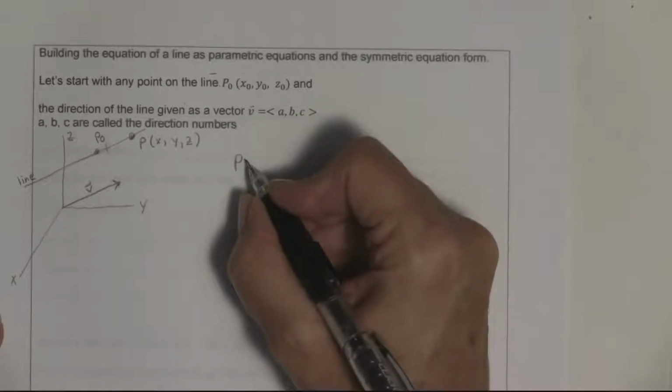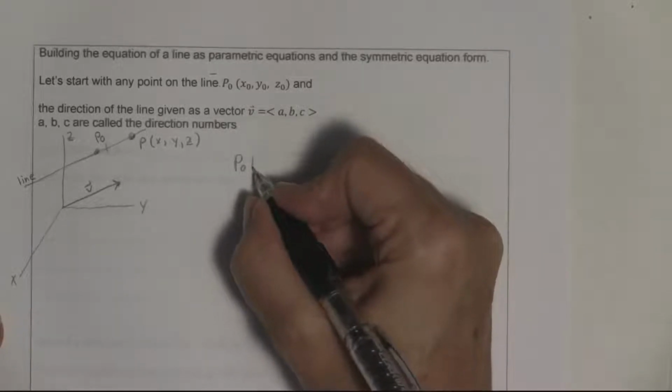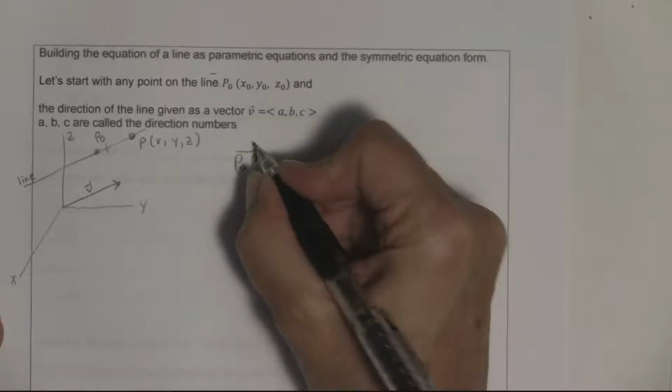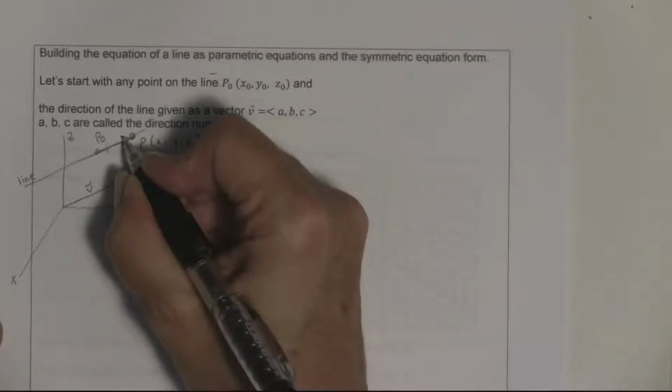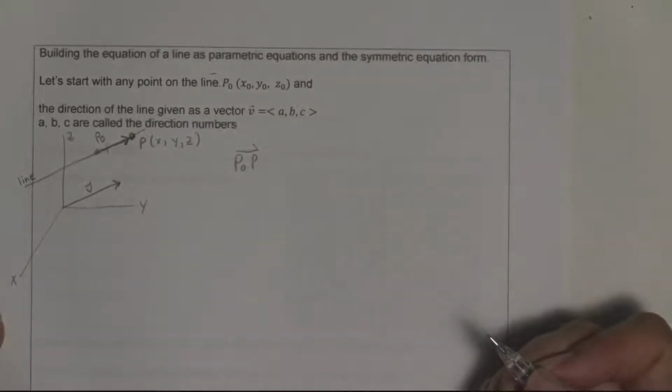And so there is a vector that goes from P0 to P, and I want to talk about that vector. So there is a vector that goes from P0 to P. And I'm going to draw that vector right here a little bit darker. So there's that vector right there.